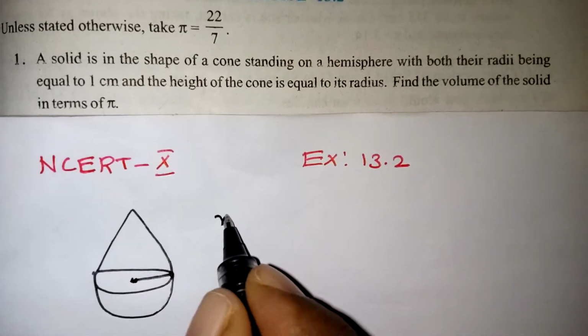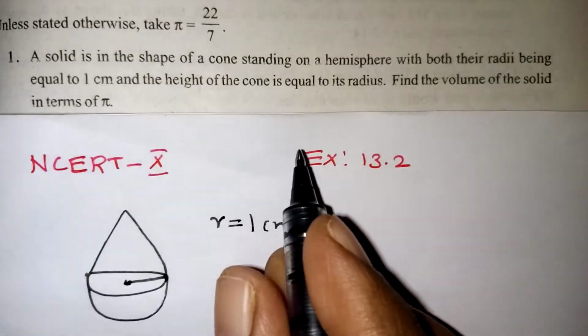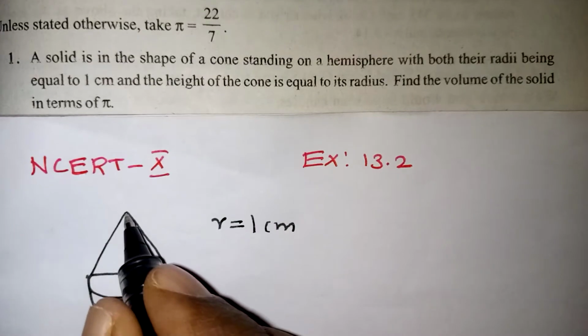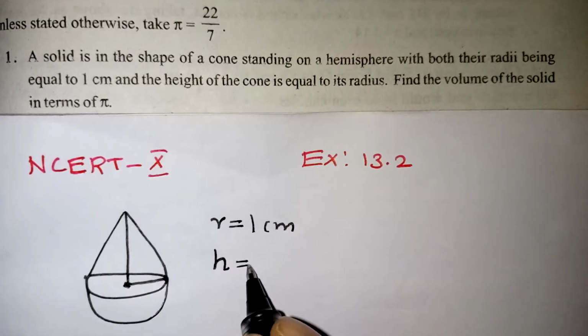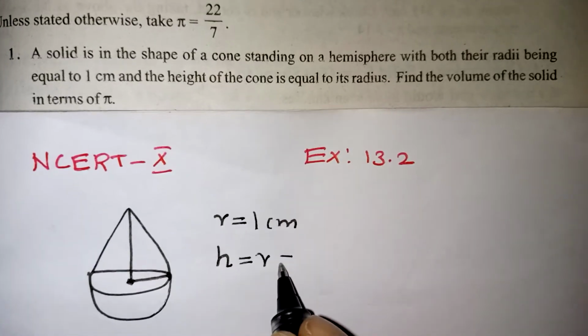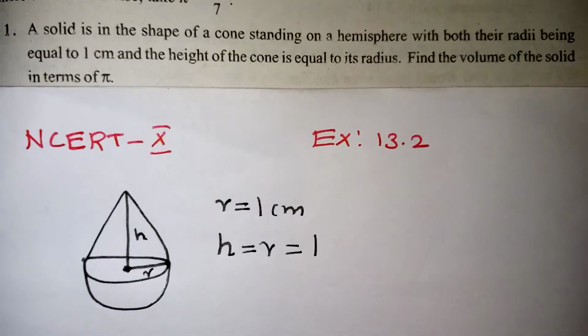They have given us very clearly radius equal to 1 centimeter, and the height of the cone is equal to its radius. That means the height of the cone is also equal to the radius. So h is equal to r, because r is given as 1. So h is also 1 centimeter. This is your h, this is your radius.